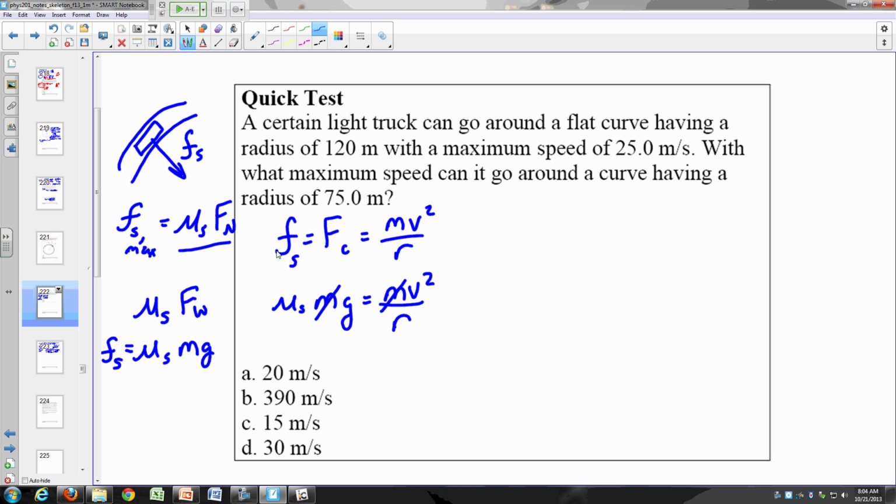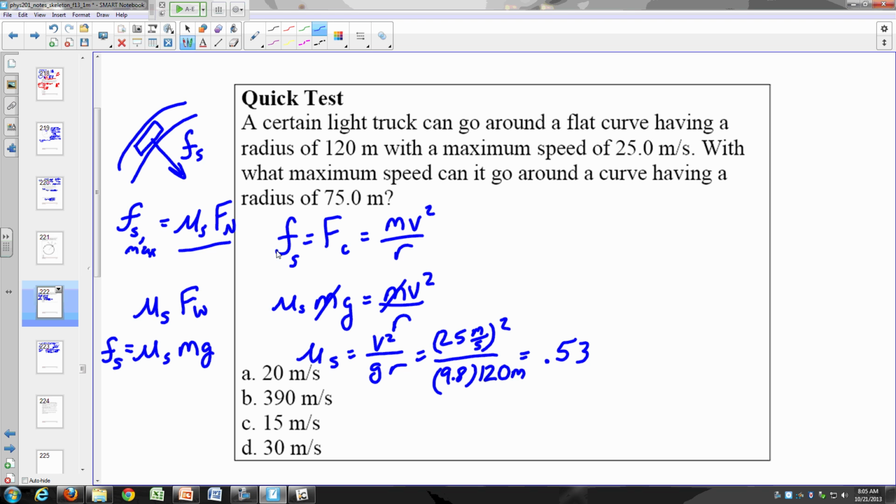All right, so here I can figure out what mu is. So mu s is equal to v squared over g r. And so I can find mu. That's going to be 25 squared over g, 9.8, times r, which was 120 meters. That's 0.53. All right, so that is my coefficient of friction, and that doesn't change unless my road conditions change. Like if the road becomes wet or icy, then obviously it's going to be different.